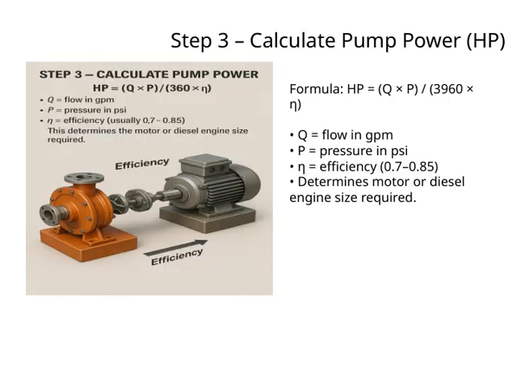Now let's move on to step 3, which is calculating the pump power, measured in horsepower. The key formula here is HP equals Q times P, divided by 3960 times eta. Q represents the flow rate in gallons per minute, and P is the pressure in pounds per square inch. Eta, or efficiency, typically ranges from 0.7 to 0.85, depending on the pump's performance.